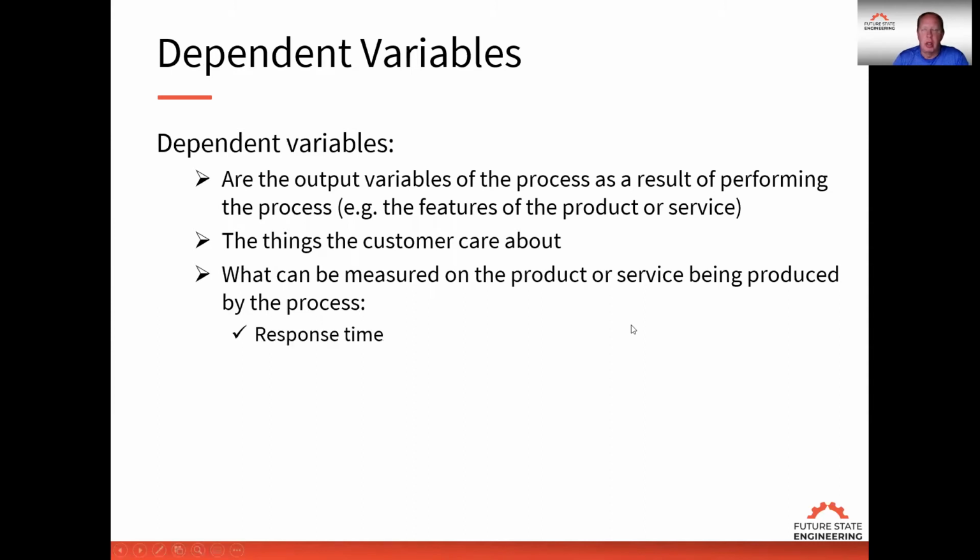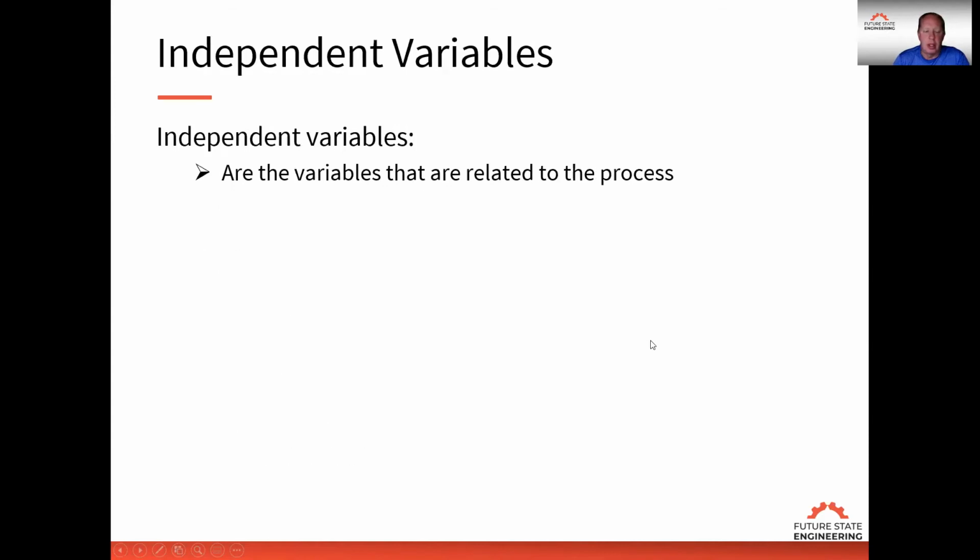So for example, response time to the customer or on-time delivery performance to the customer, maybe the thickness of the part that you're producing for the customer, the diameter, the surface finish. Those are the features of the product and service that the customer cares about.